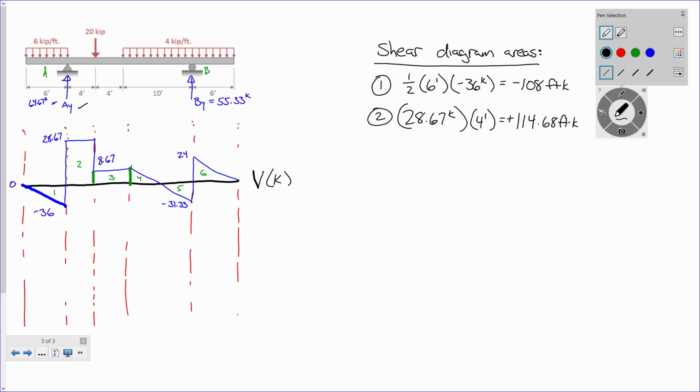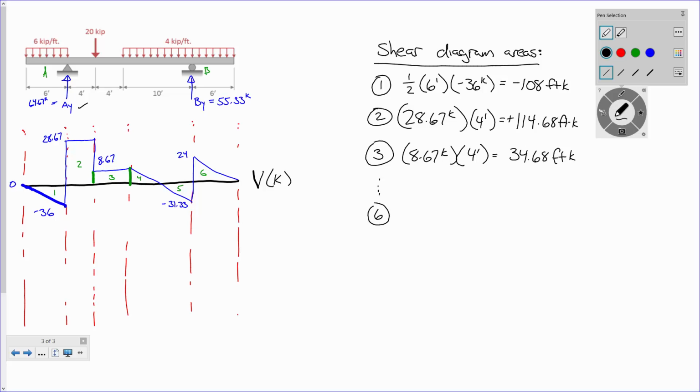And that's positive, right? Okay. Now for 3, we've got 8.67 times 4 feet, which is 34.68, and that is foot-kips. Now, 4 and 5, we're going to have to discuss that a little bit, so I'm going to skip that for now.